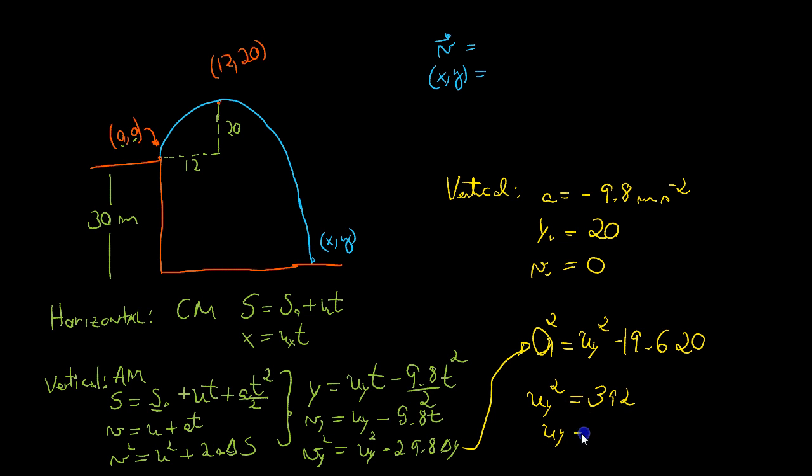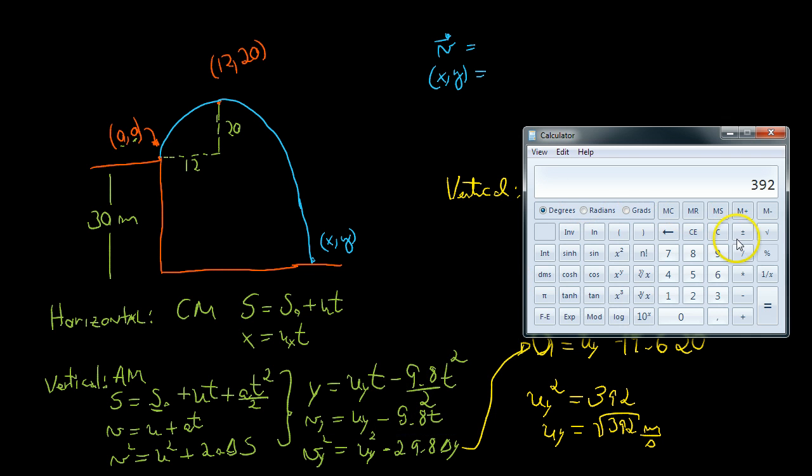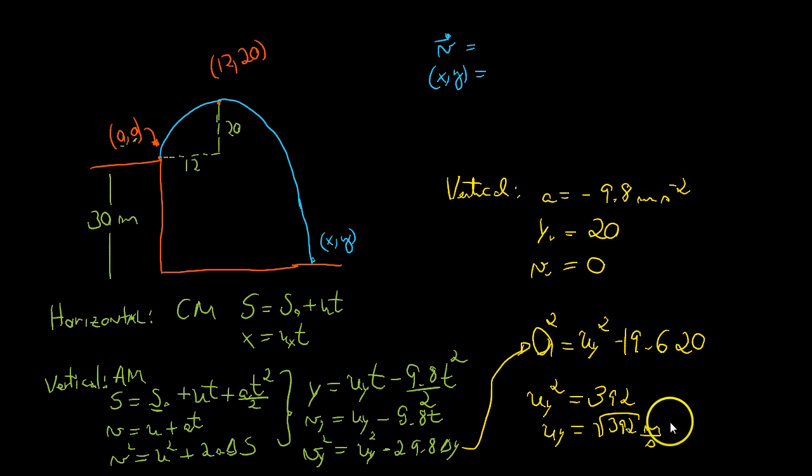Therefore, uy equals the square root of 392 meters per second. Bring out the calculator again. Square root, so 19.8 meters per second. All right, that's the y component for the velocity vector. We don't know the x yet, but that's the y component.